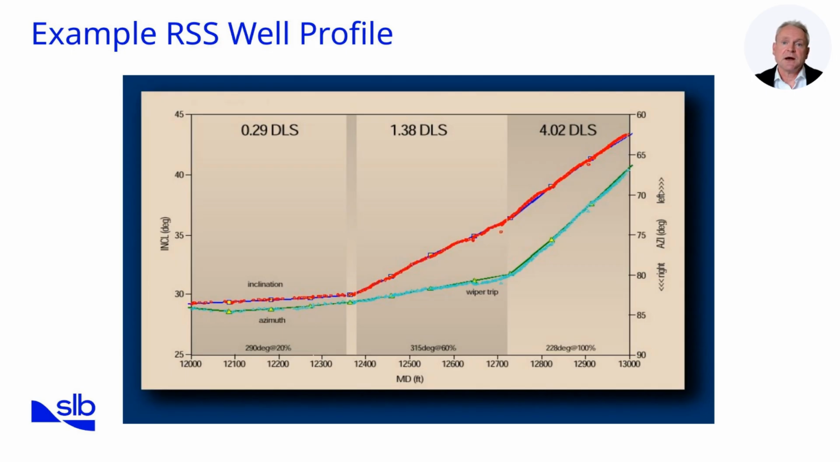The visual also highlights how continuous steering avoids alternating sections of slide and rotate, eliminating associated micro doglegs. The trajectory in the picture is cleaner and closer to the planned design, reinforcing RSS's ability to drill exactly where intended.